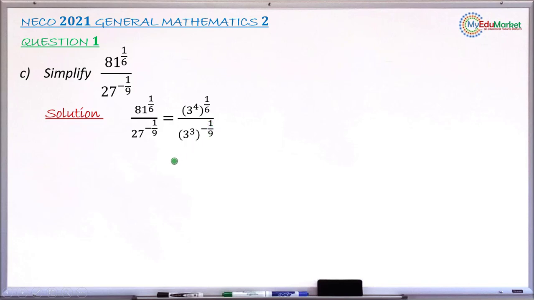So let's do that. Multiplying 4 by 1 over 6 gives 4 over 6. So you now have 3 raised to the power 4 over 6 over. Then coming to the denominator, this 3 multiplied by minus 1 over 9 gives minus 3 over 9 as the power of this 3.